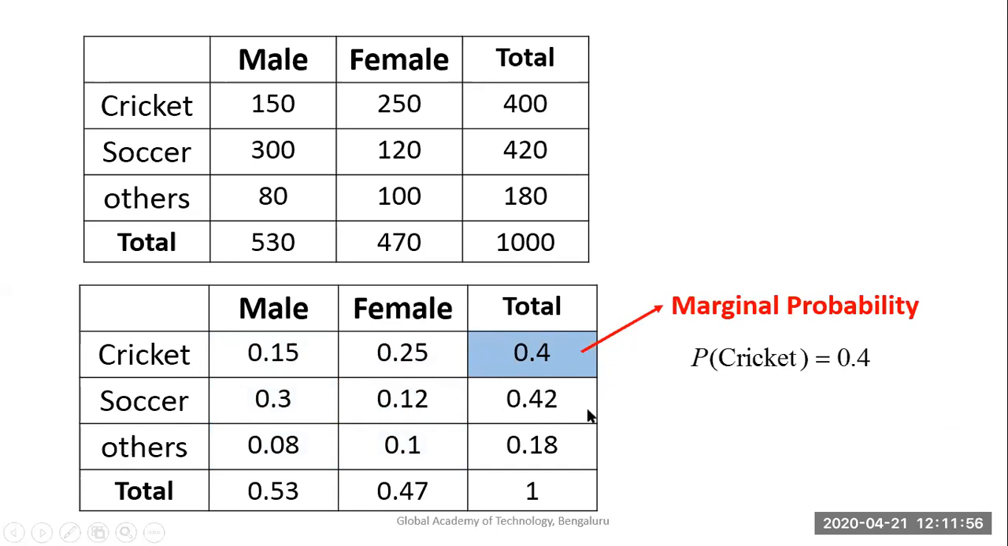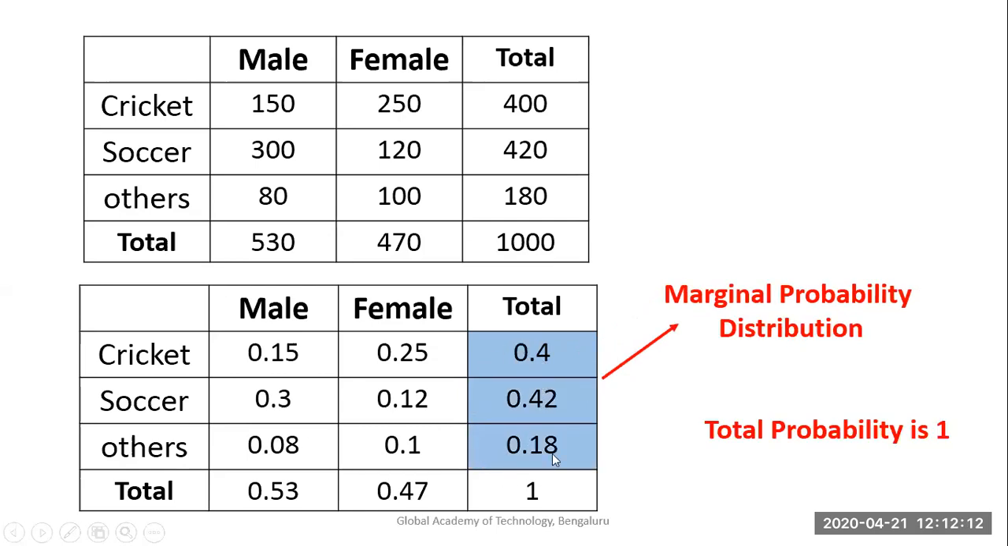Similarly, 0.42 represents 42% of the individuals, they like soccer. Similarly, 18% of the individuals who took part in the survey like other sports. So these probabilities are called marginal probabilities. All this put together is called the marginal probability distribution. And again, the sum of all these values is 1. So the total probability is 1.